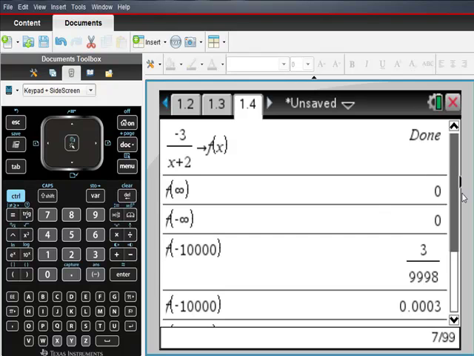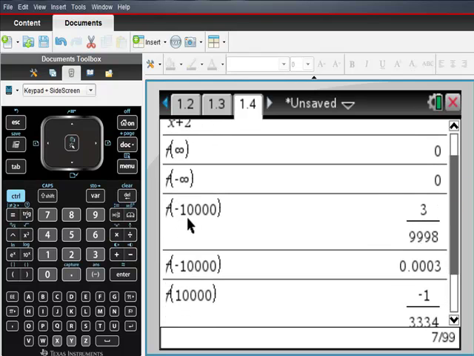So I decided to do it a different way. I took f of negative 10,000 and got back this crappy answer right here. So I asked the calculator to give it to me in decimals so I could understand it better. It said f of negative 10,000 is 0.0003. Tenths, hundredths, thousandths, ten-thousandths. So it's about 3 ten-thousandths. Tell me something about that. What is that number close to? It's close to 0, but over 0 or under 0?